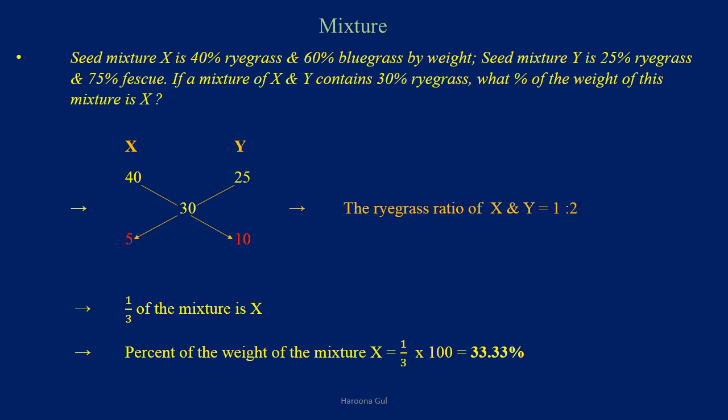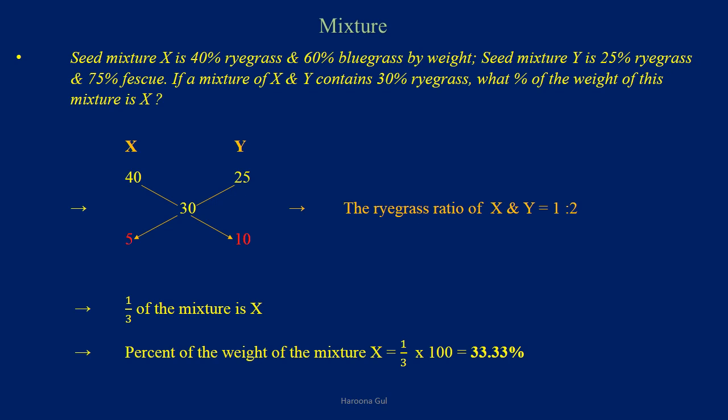So we're going to follow the same pattern, that is the pattern for solving alligation questions. We're going to put the values in the chart. So we're going to write down the percentage of ryegrass for X and Y, and then the percentage of ryegrass in the mixture, which is 30. So 40 minus 30 is 10, and 25 minus 30 is 5. So we get the ryegrass ratio of X and Y to be 1 to 2, right?